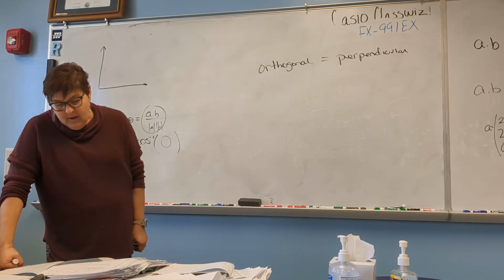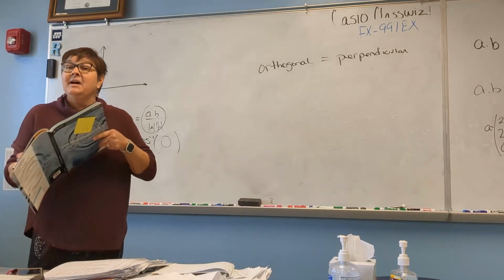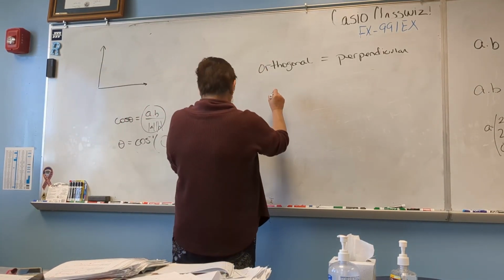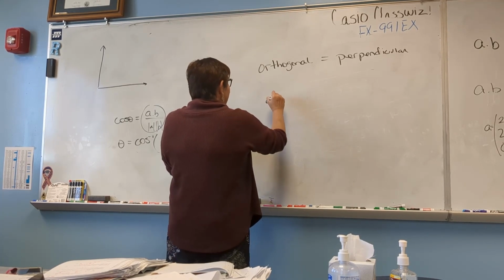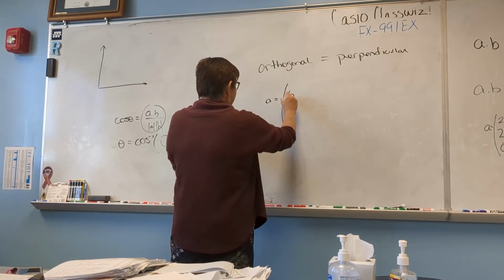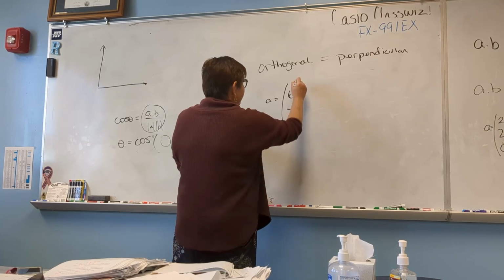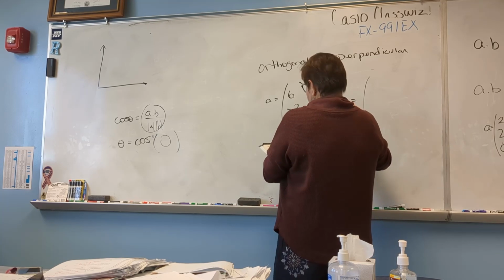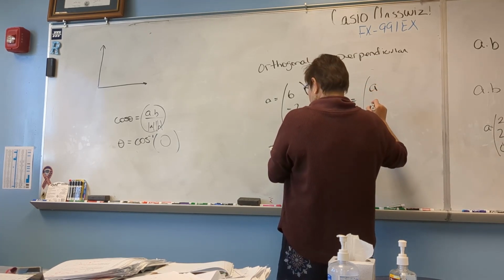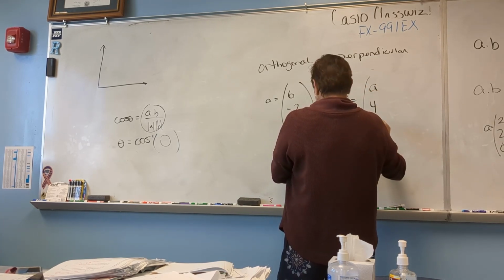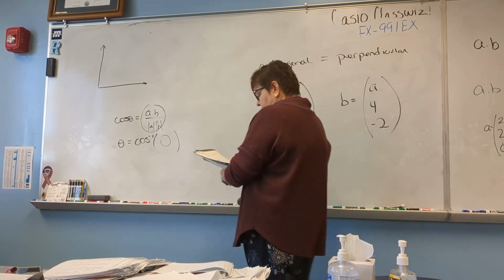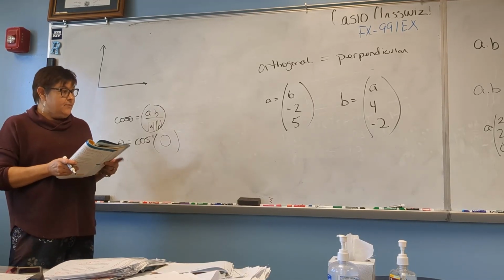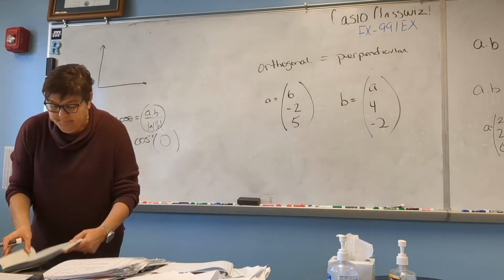Okay, so I'm going to give you two vectors, and I'm going to tell you they are orthogonal. They're perpendicular. A is 6, -2, and 5. And B is A, 4, and -2. So A is 6, -2, and 5, and B is A, 4, and -2. Can you solve for A?